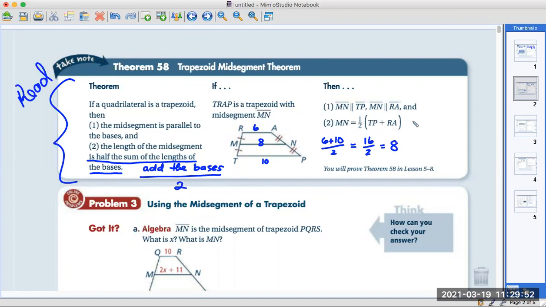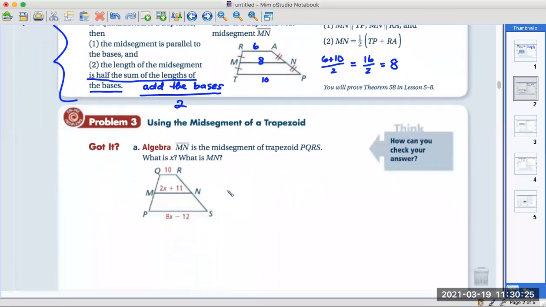This looks super duper complicated, but that's how math books write it. When you get more experienced with math, you would be able to read that, and you still are. MN is parallel to TP, and MN is parallel to RA, so they're all parallel, and MN is half of the sum of the bases. That's all it means, half of the sum of the bases.